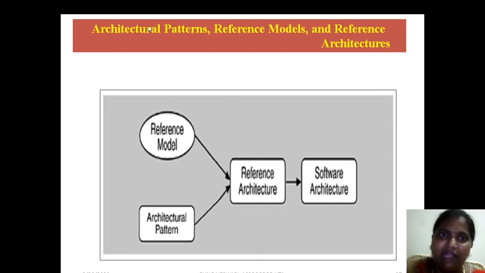What are architecture pattern, reference model and reference architecture? Whenever the reference model is ready with the functionality, and whenever the architectural pattern is ready with the elements, those are combined in one place, called a reference architecture, to get the software architecture. So this is our final architecture, which contains three parts: reference model, architecture pattern and reference architecture.